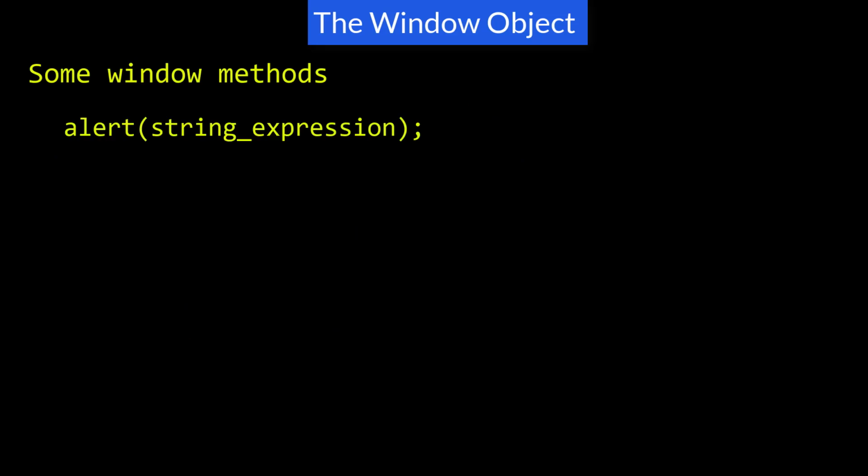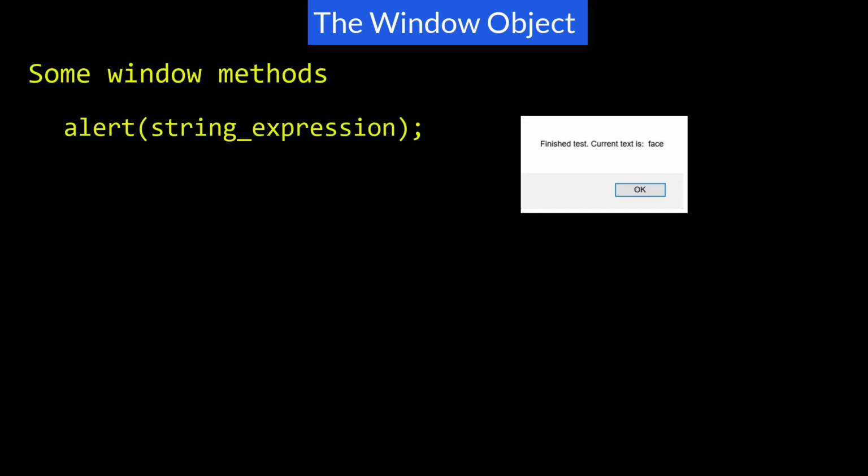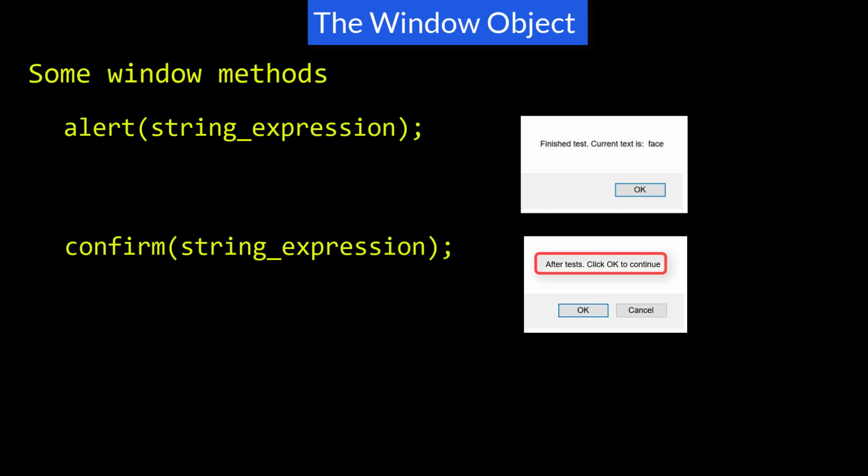Alert, passing a string expression, displays the expression in a pop-up window that also has an OK button. Clicking on the OK button will remove the pop-up window. Confirm is passed a string expression, and it displays that expression in a pop-up window that also has an OK button and a cancel button. If the user clicks on OK, the window is removed and the method returns a true value. If the user clicks on cancel, the window is removed and the method returns a false value.